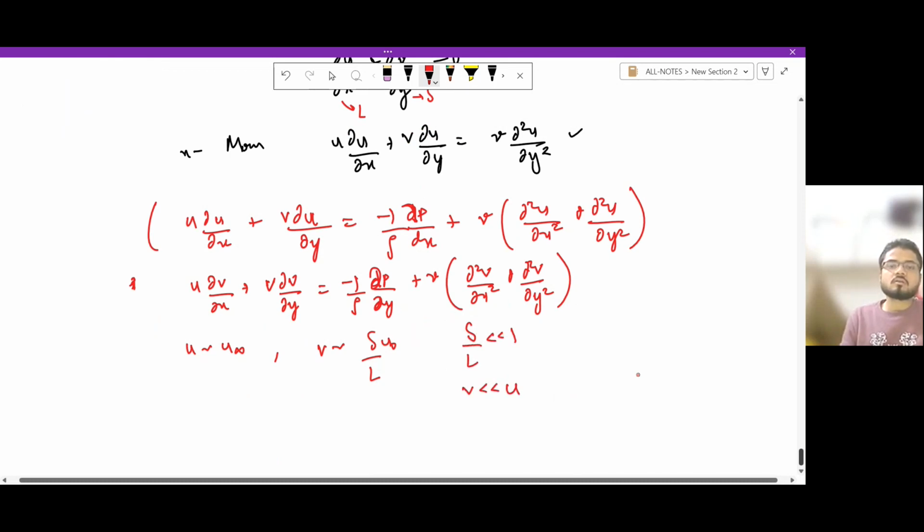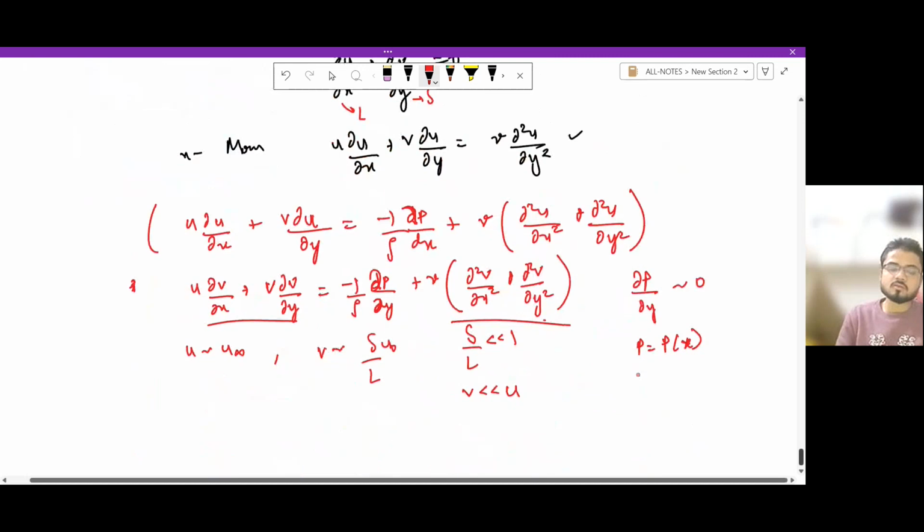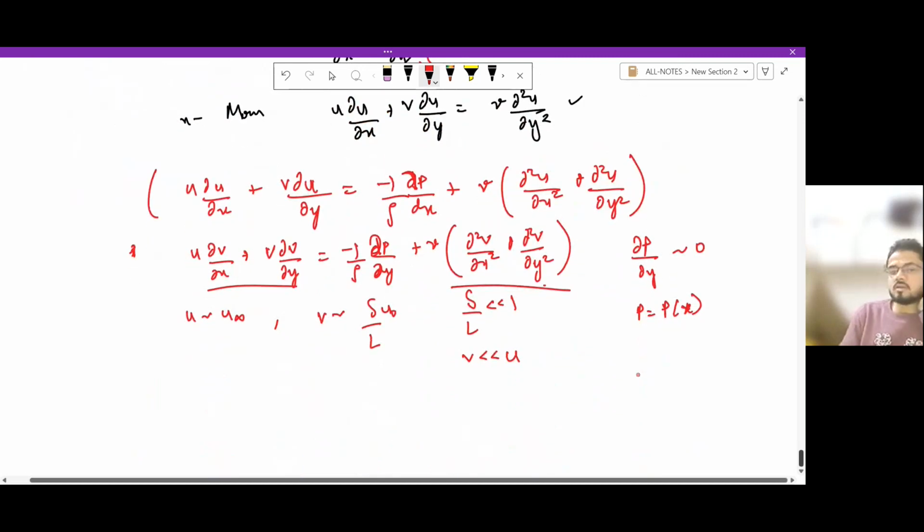So in this sense, you could always ignore all these inertial terms and everything from here. Once you do that, you'd have ∂p/∂y approximately 0. So if this is the case, then p is effectively p(x), a pure function of x. If the pressure is not varying along the y direction, we are considering that the pressure variations in the y direction are really insignificant compared to the pressure variations in the x direction.